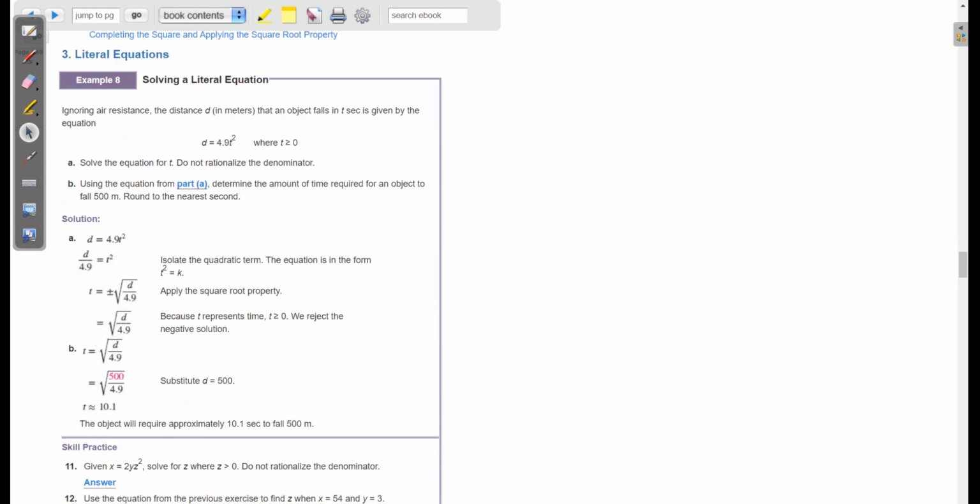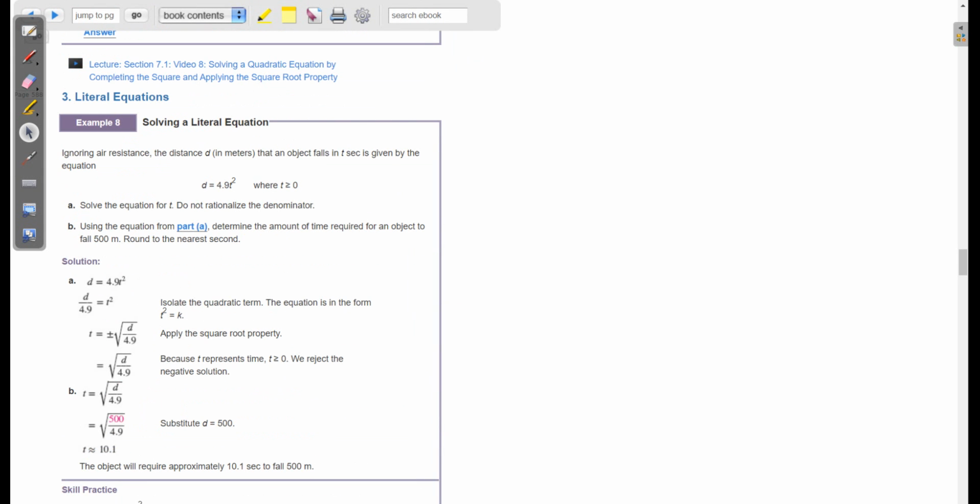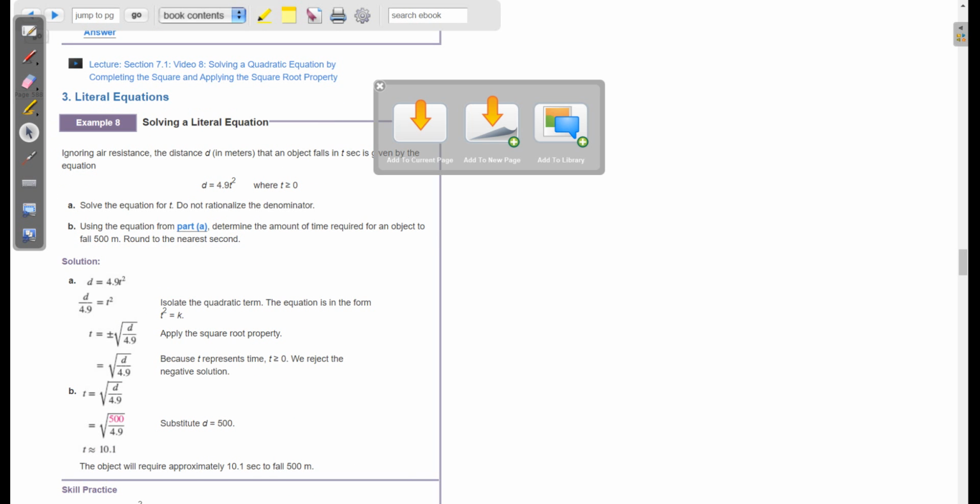And then lastly, we're going to be solving a literal equation. I think it's pretty funny, just the wordage there. Solve a literal equation. Well, we are in math class after all. All right, so ignoring air resistance, already the problem sucks. The distance d in meters that an object falls in t seconds is given by the equation d is equal to 4.9 t squared, where t is greater than 0. Solve the equation for t, do not rationalize the denominator.